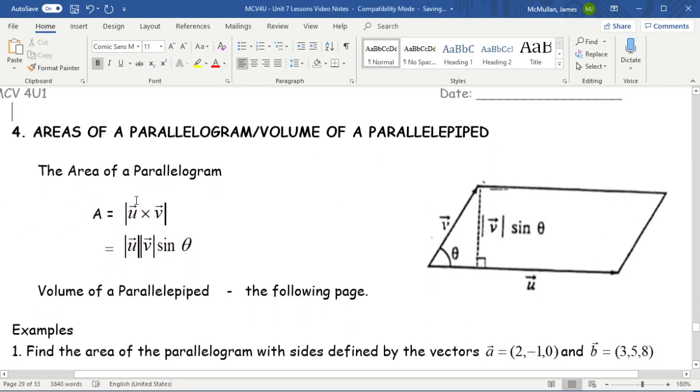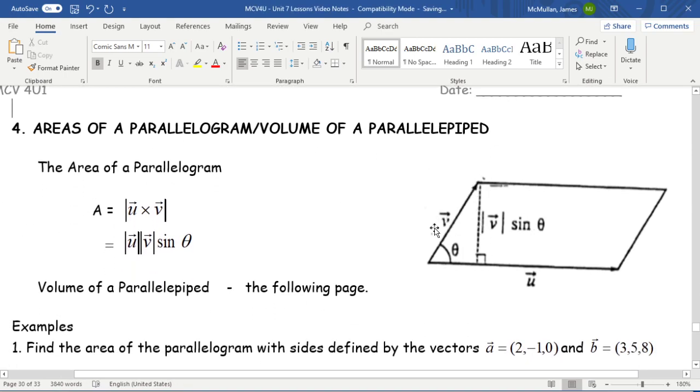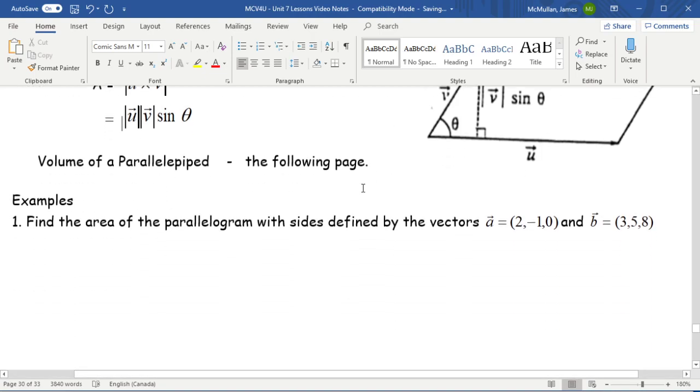The area of a parallelogram. We said before that it is uv sine theta, because v sine theta would be the height of the parallelogram, and the area of a parallelogram is just base times height. The area of a parallelogram I don't think you should find very difficult.